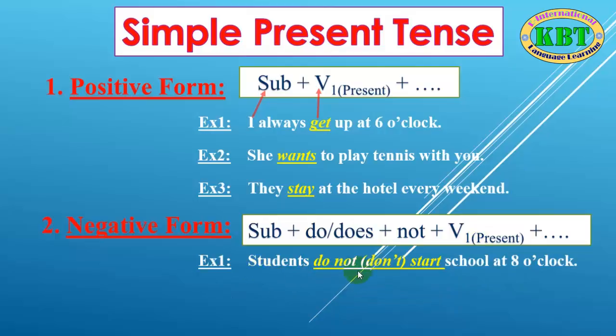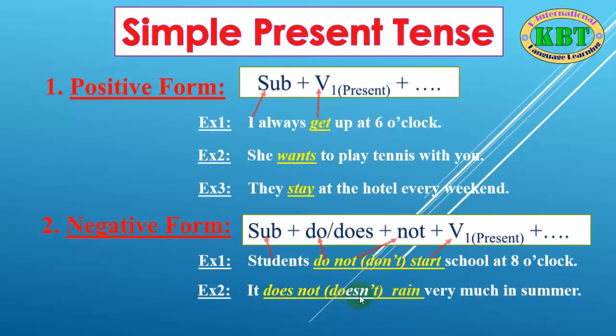Students do not, or we can say don't, start school at 8 o'clock. So students is the subject, and because the subject is plural, we use do, not does. Not shows the negative form, and start here is verb 1. So we follow the form. Example number 2.